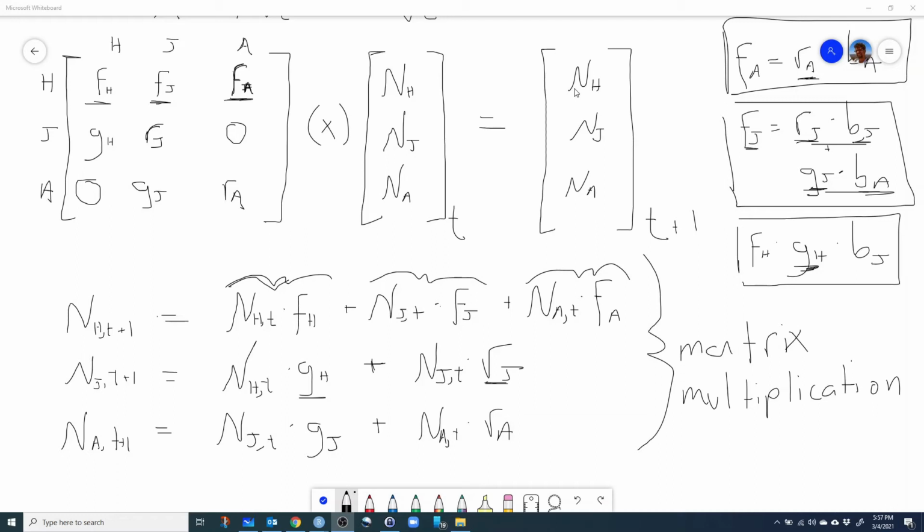In matrix multiplication, in order to compute the number of hatchlings in the population next year, what you do is you take this term times this term plus this term times this term plus this term times this term. What is that? That's the fecundity of hatchlings times the number of hatchlings in the population this year. That is this. That's the number of hatchlings expected to be produced by the hatchlings this year into the population next year, right? And then you add this term, F sub j times nj.